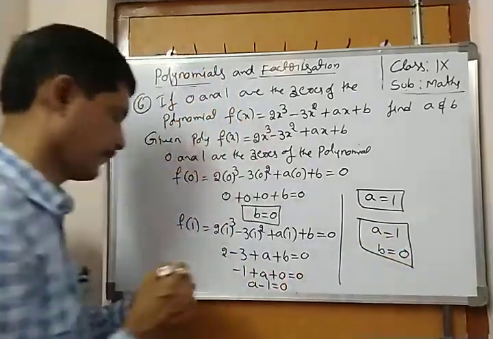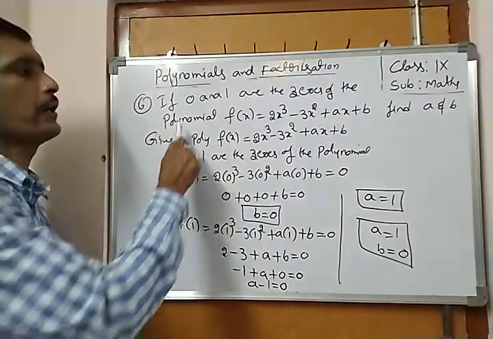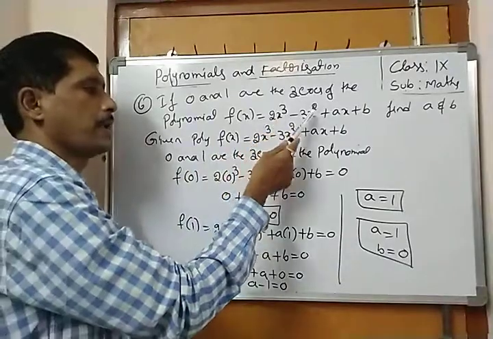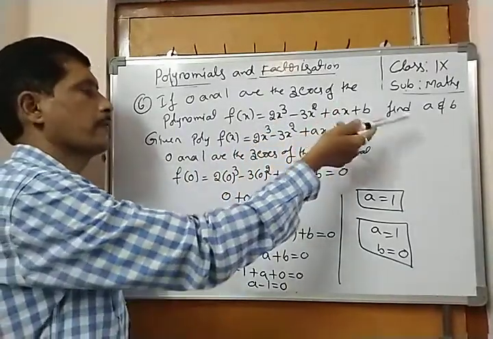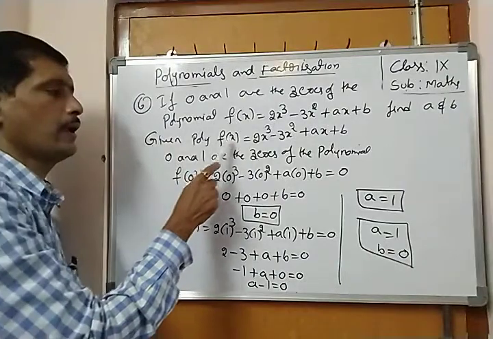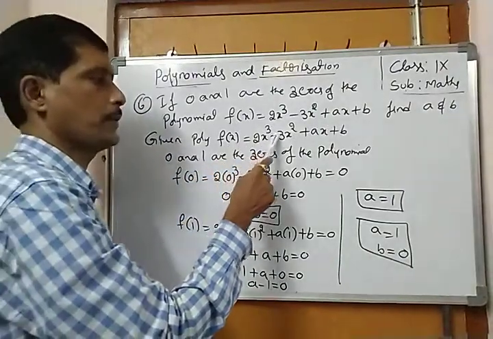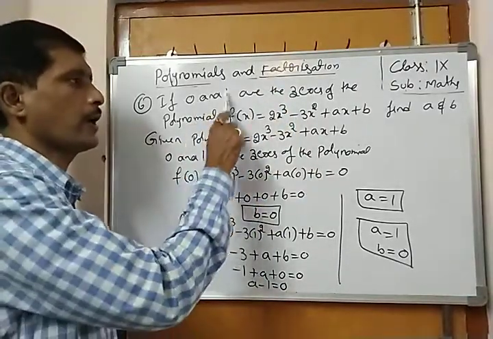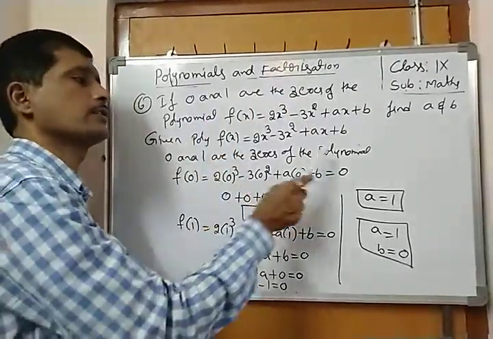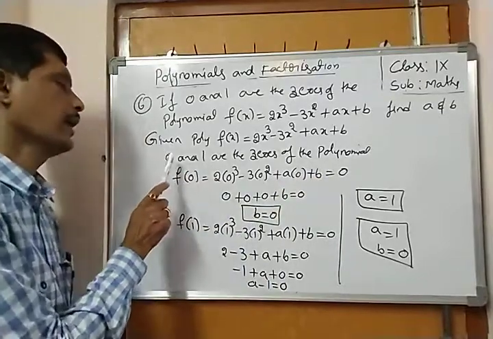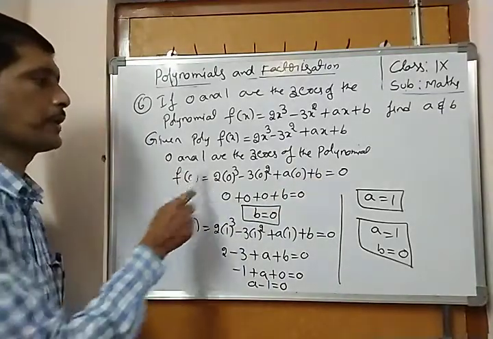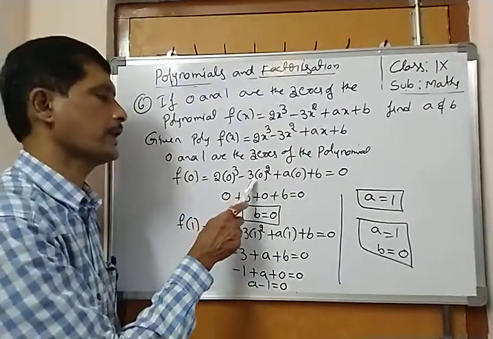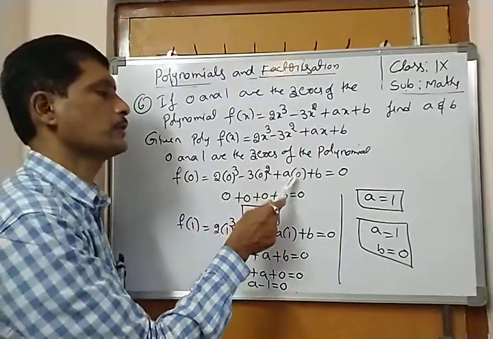Here one more time, see. If 0 and 1 are the zeros of the polynomial f of x equal to 2x cube minus 3x square plus ax plus b, the given polynomial is f of x equal to 2x cube minus 3x square plus ax plus b. Here 0 and 1 are the zeros of the polynomial. First we have to take x equal to 0. f of 0, x is replaced by this 0. 2 into 0 whole cube minus 3 into 0 whole square plus a into 0 plus b.